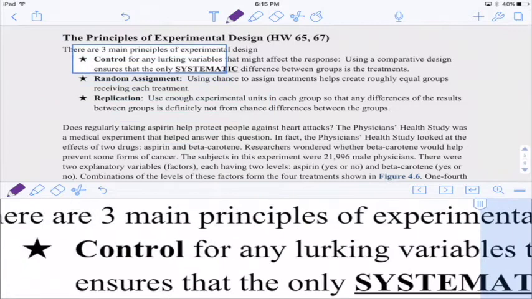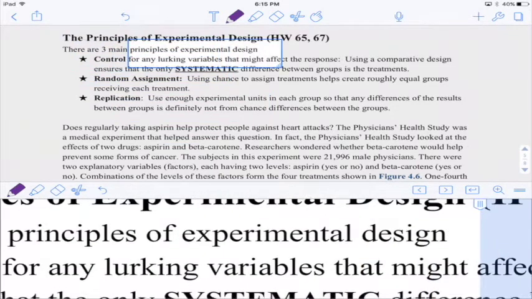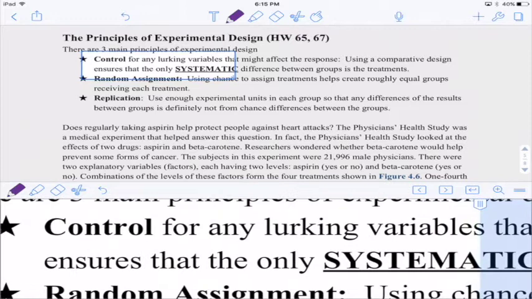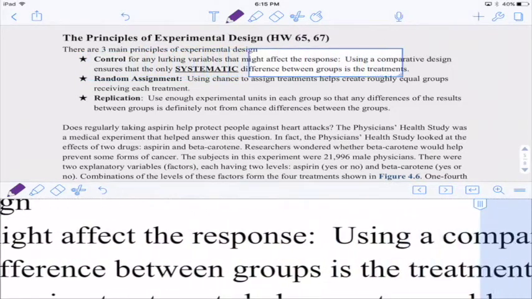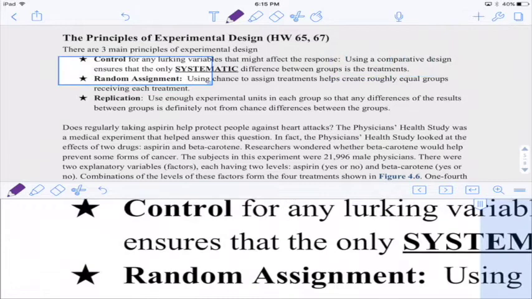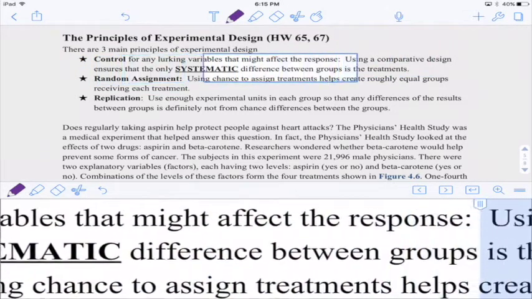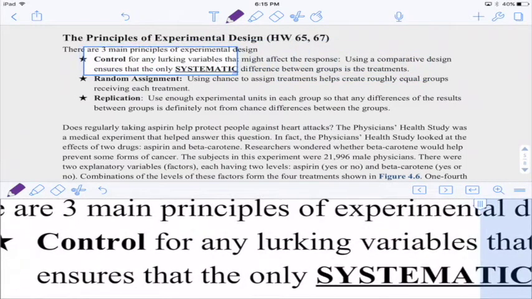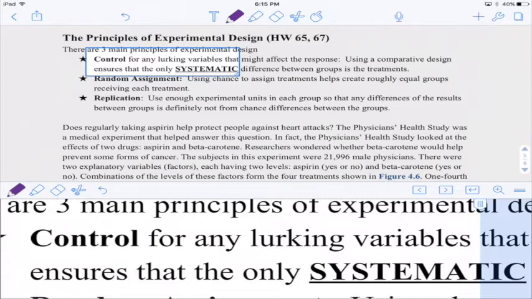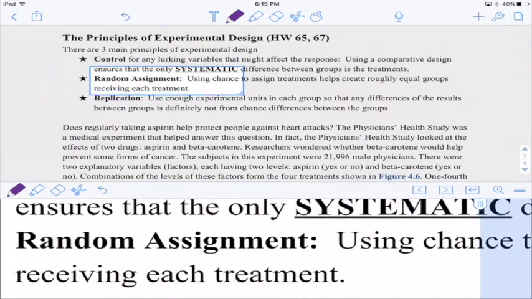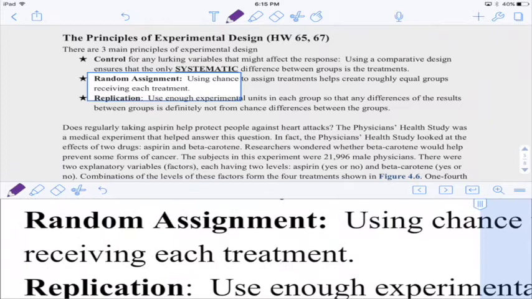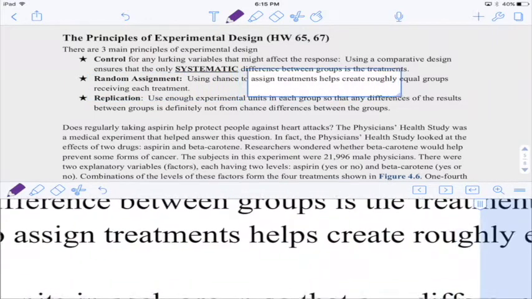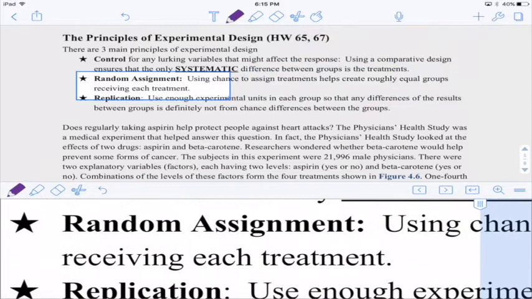There are 3 main principles of an experimental design. You need your control for any lurking variables that might affect the response. So using a comparative design ensures that the only systematic differences between groups are the treatments. So when we control, this is where we talk about having our placebo versus our treatment. We need random assignment, so using chance to assign the treatments helps create roughly equal groups receiving each treatment. What that does is it controls for those confounding lurking variables because they're equal groups.